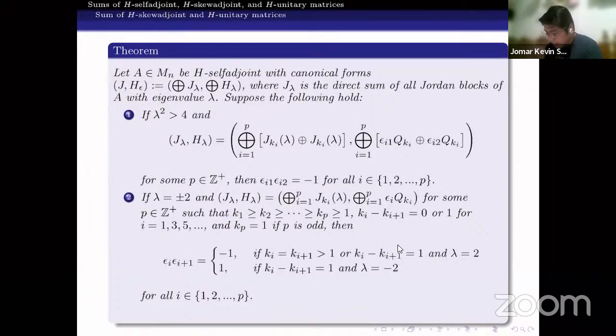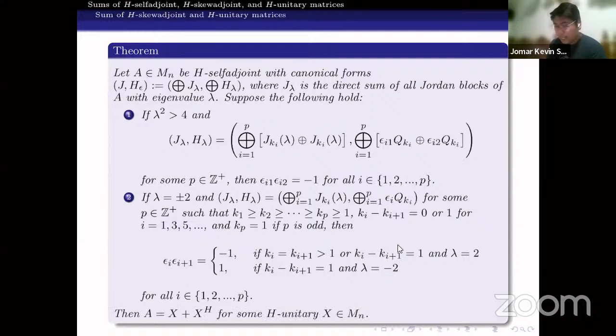So if that's the case, then ito yung conclusion natin. Dapat yung product ni epsilon i and epsilon i plus 1 is either positive 1 or negative 1. If the difference of k sub i and k sub i plus 1 is 1 and lambda equals negative 2, dapat negative 1 siya. If the difference of k sub i and k sub i plus 1 is 1, pero ang lambda natin ay positive 2, negative 1. Pero kung ang difference ni k sub i at ni k sub i plus 1 is 0, negative 1 din siya. Sabi natin, difference ni k sub i and k sub i plus 1, either 0 or 1 lang naman. So that's the second condition.